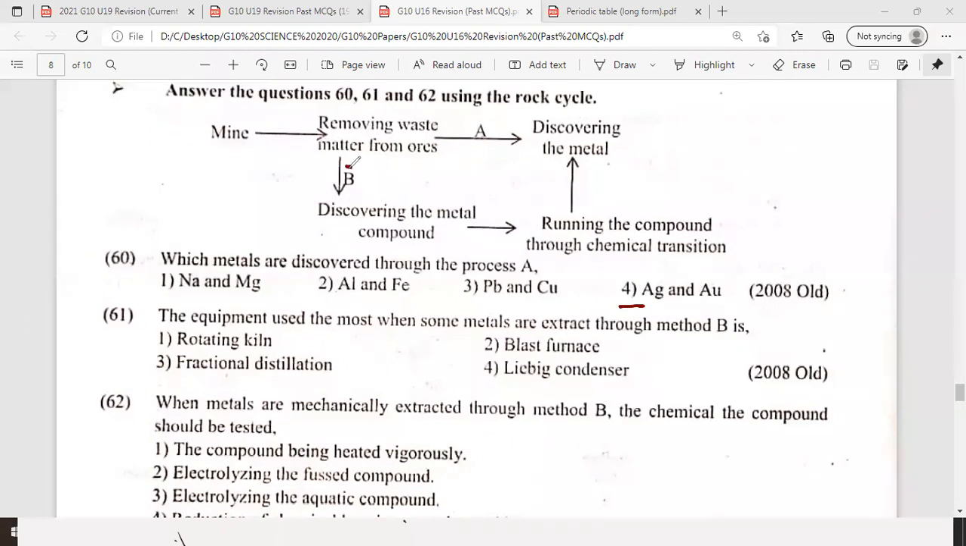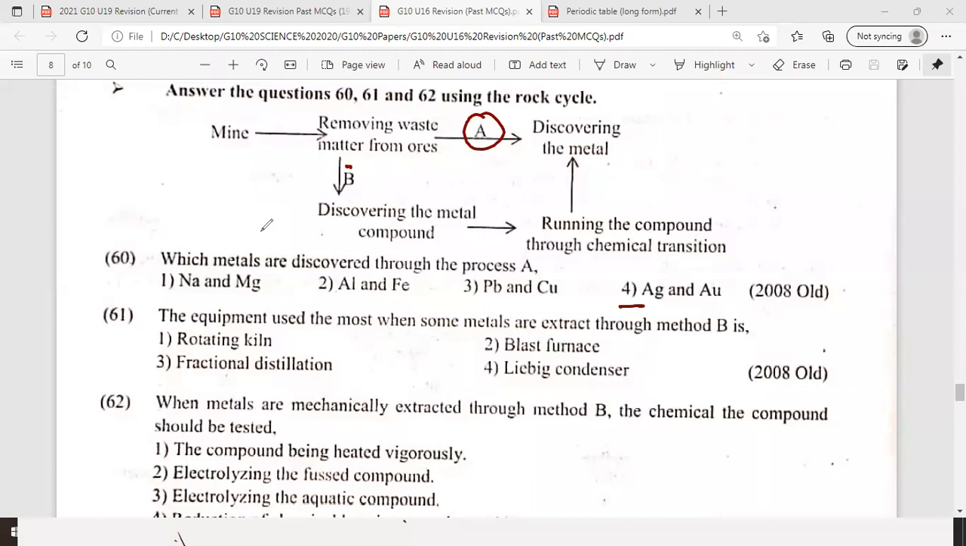They are asking: metals discovered through the process A. Removing the waste matter from the ores and discovering the metal. Discovering the metal compound and running the compound through chemical transition. Which metals are discovered through the process A? Right. So if you are removing waste from the ores, mining, the least reactive metals can be extracted by this method.